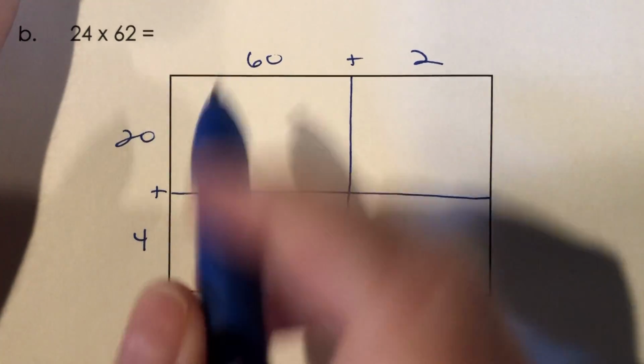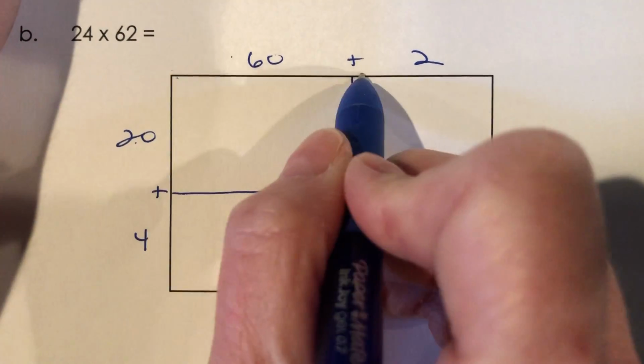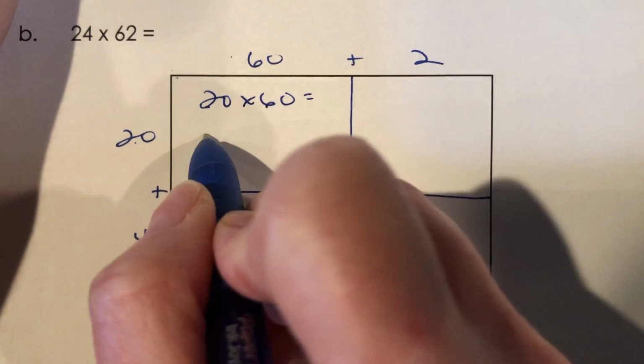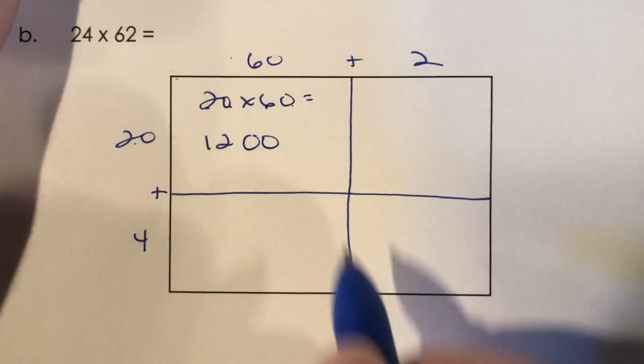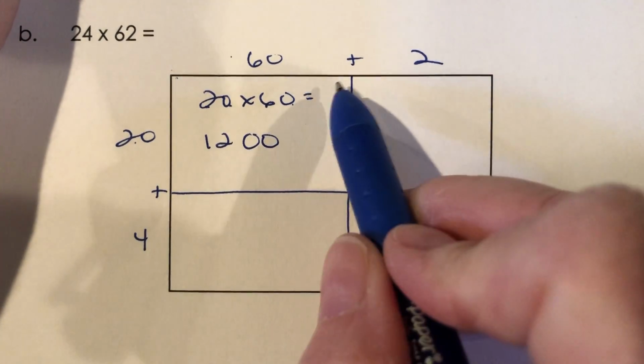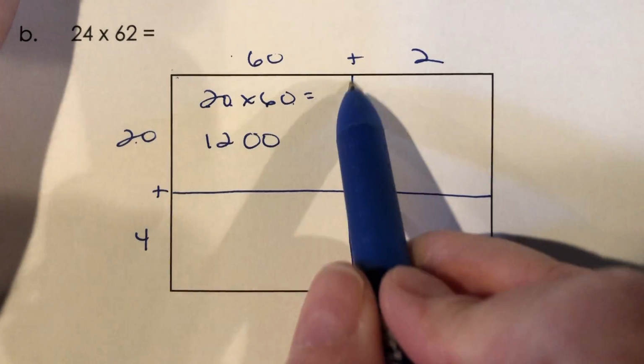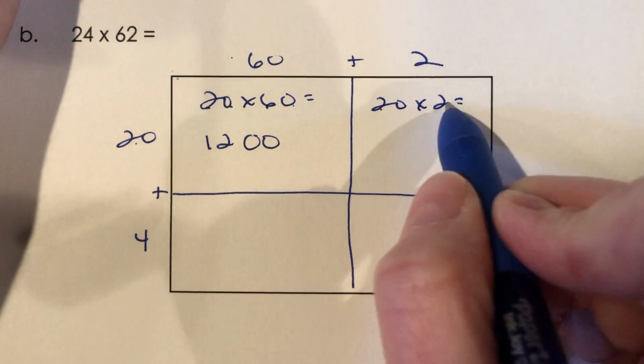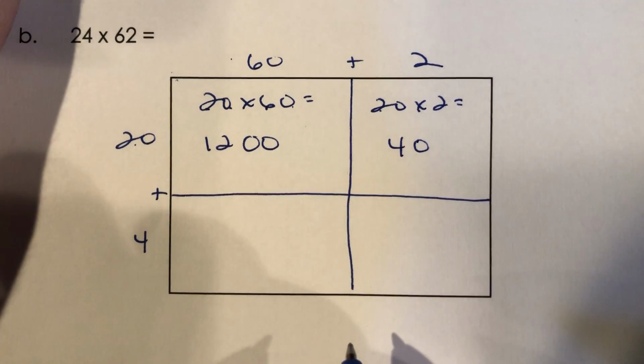To find the area of this piece, I would multiply the 20 by the 60. And 2 times 6 is 12, and there are 1, 2 zeros. To find the area of this piece, this side's 20, so this is 20 by 2, so I would do 20 times 2, and 2 times 2 is 4, and there's my 0, so 40.